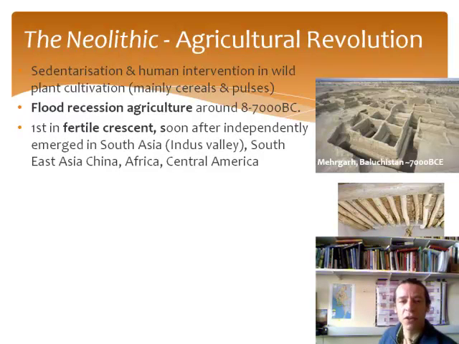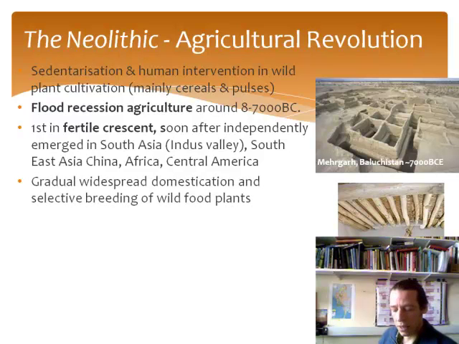That emerged in the Fertile Crescent around Mesopotamia, what's now mainly Iraq. And it also, soon after, emerged independently, apparently, in several other areas of the world, in South Asia, in China, in Africa, in Central America.